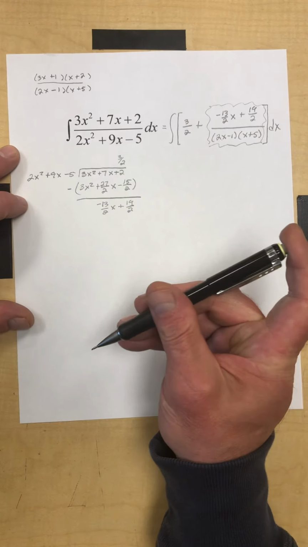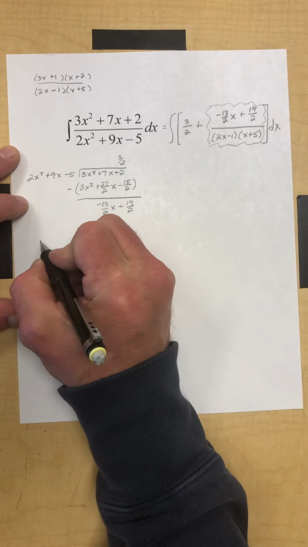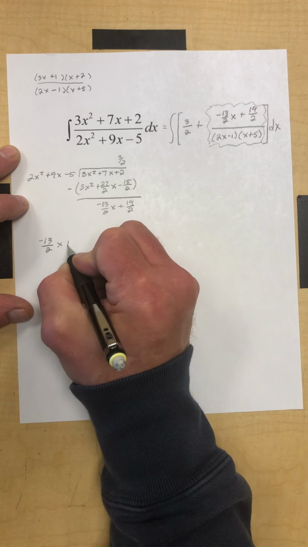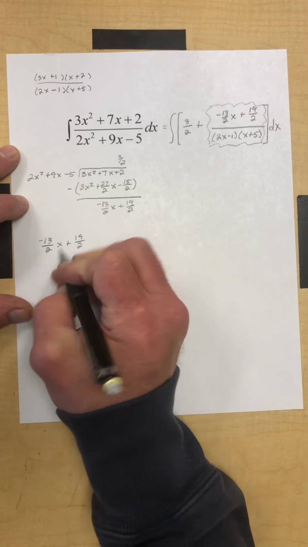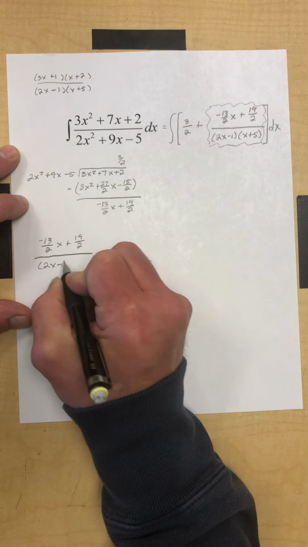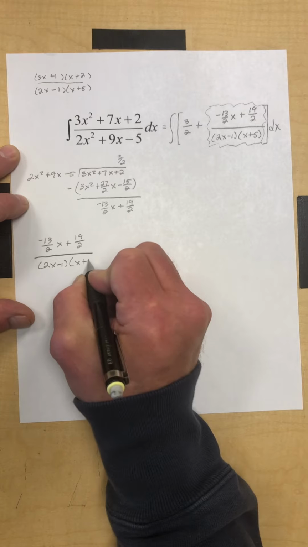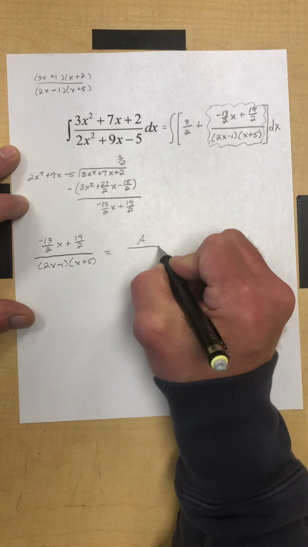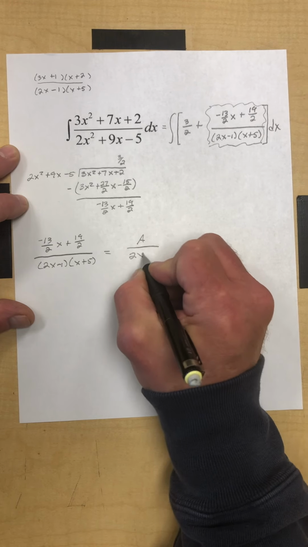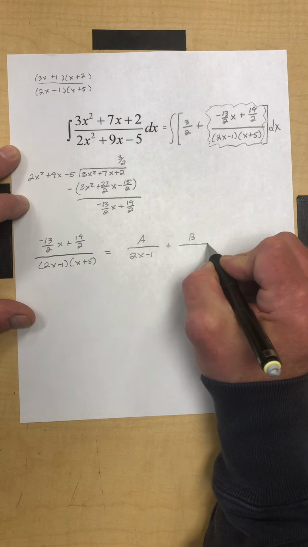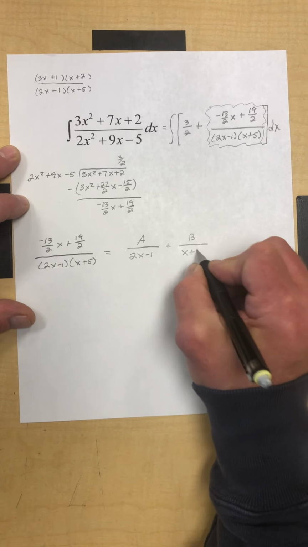So let's see what we got. I've got my negative 13 halves x plus 19 halves, and that's all over my 2x minus 1 and my x plus 5. And that has to be equal to some constant over 2x minus 1 plus some constant over x plus 5.